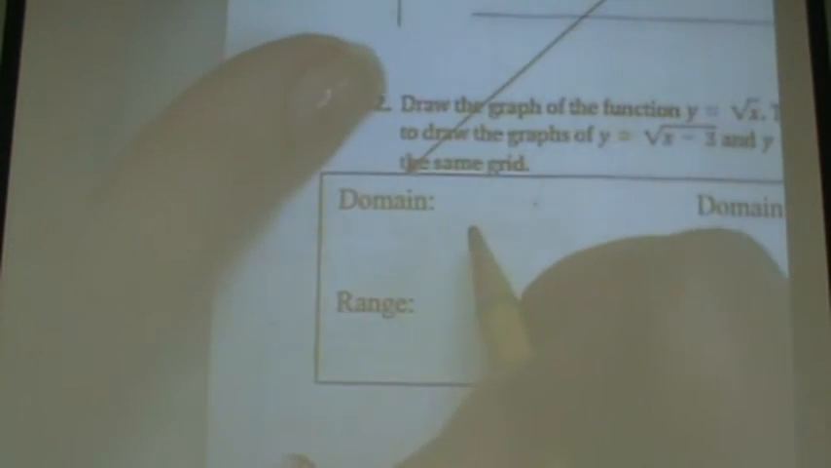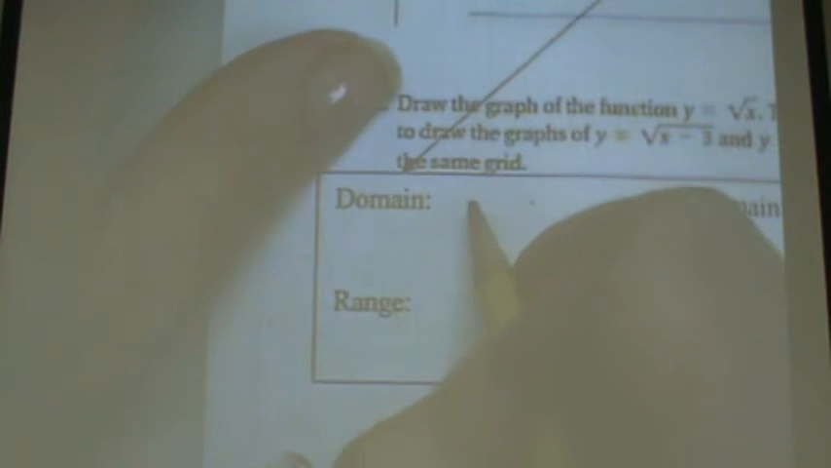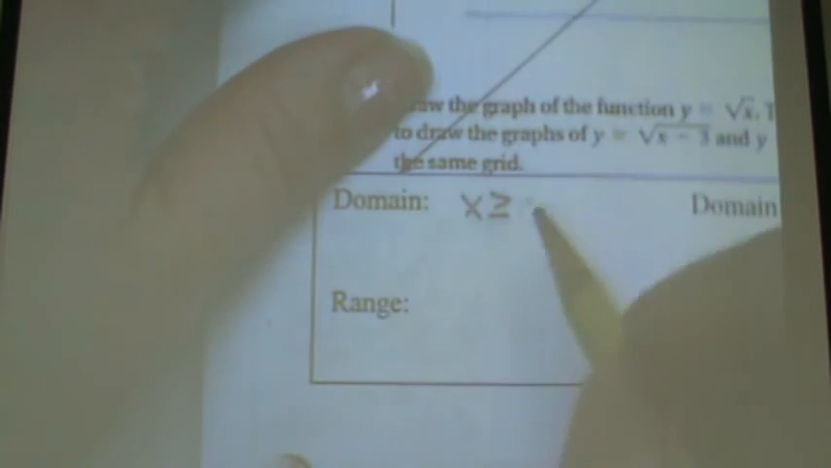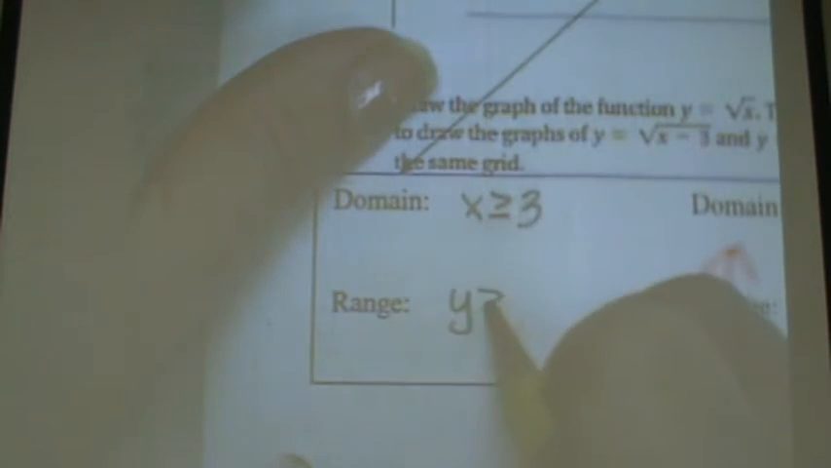Now, what did we not do? We did not write the restrictions. So what is the domain of the original one? You can write it right here. What's the domain of the original function? X is greater than or equal to 3. And what's the range? Y is greater than or equal to 0.